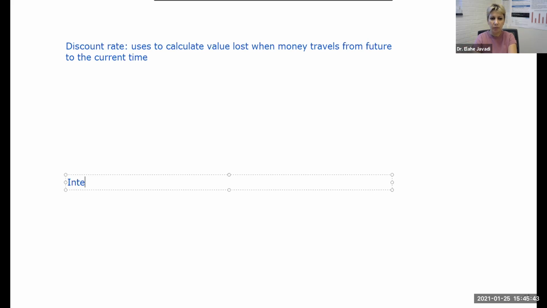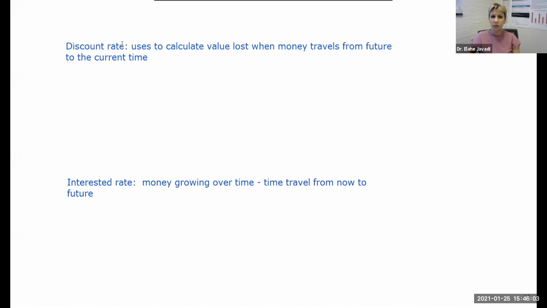So I'm gonna do a flashback to a concept that so many of you know, and that's interest rate, money growing over time. And that's time travel from now to future. So I want to introduce discount rate today, but so many of you have worked with interest rate for your bank savings, for your loans, for the credit card payments that you're making. So this is the interest rate and how we use it.